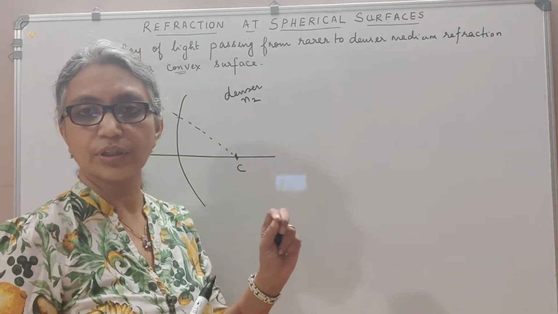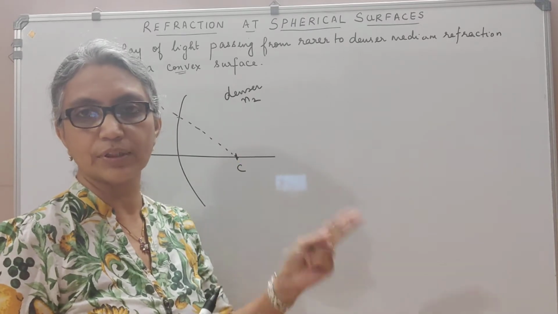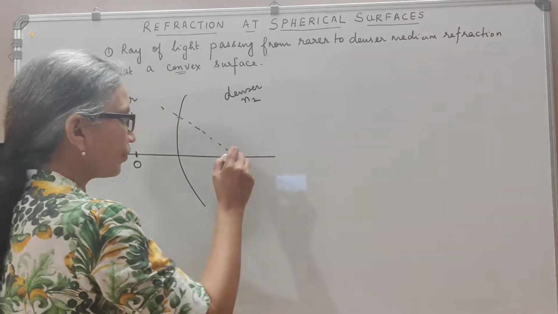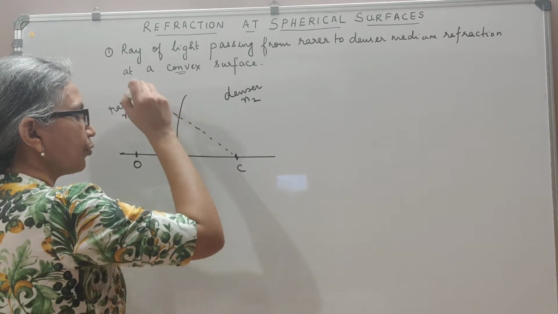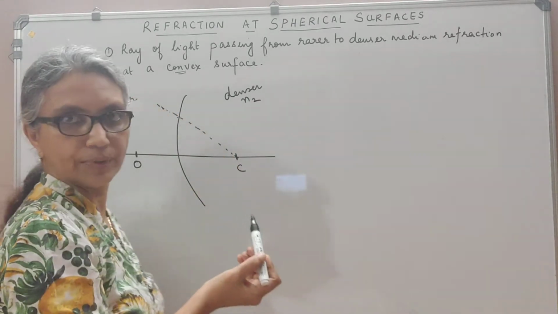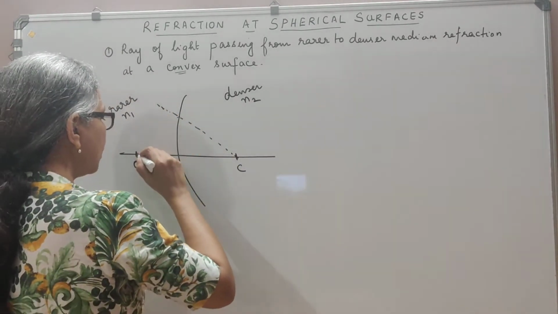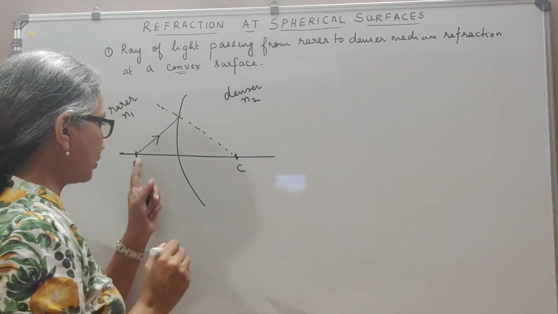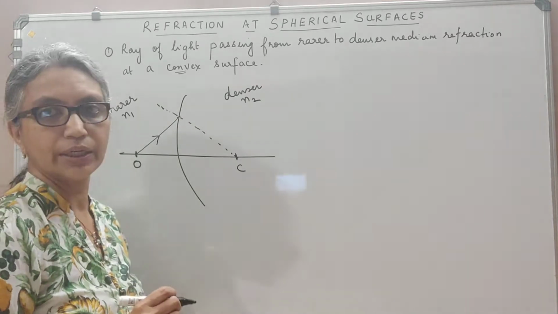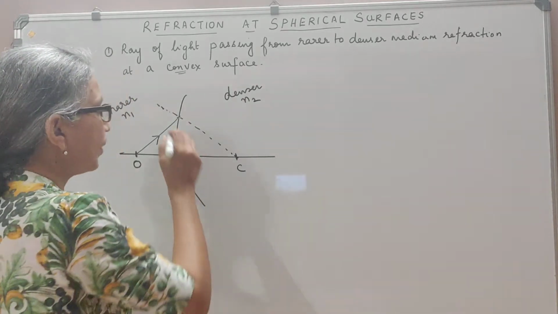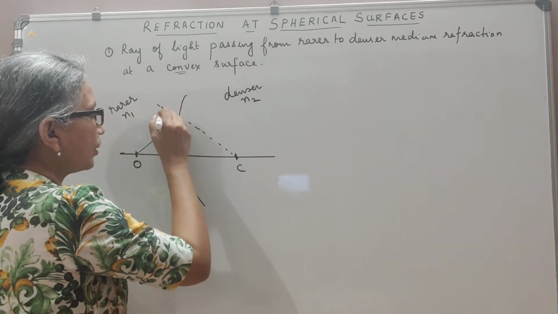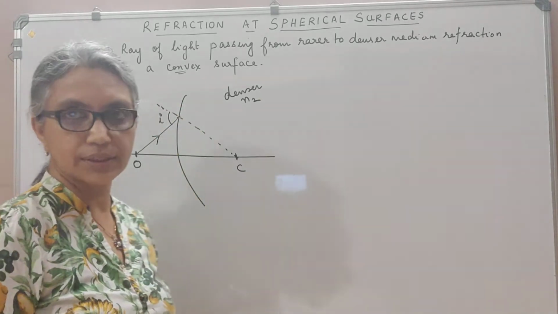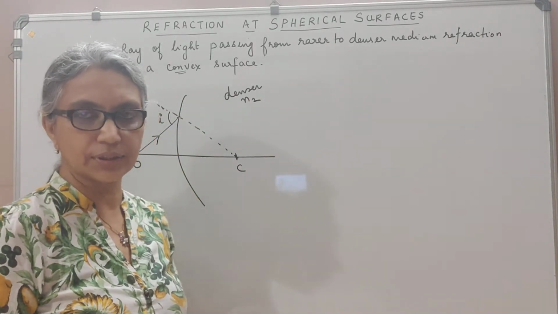And the radius of curvature, I hope you know, will always be normal to the spherical surface. So whichever line I am drawing through the center of curvature will be the normal. Now this ray of light, which is called the incident ray, that is from the object to this point, makes an angle I with the normal. Angle between the incident ray and the normal is the angle of incidence.